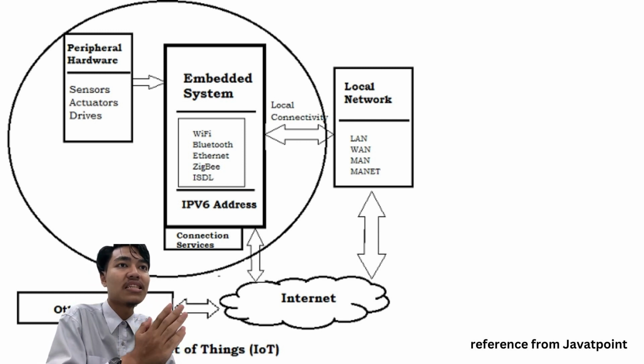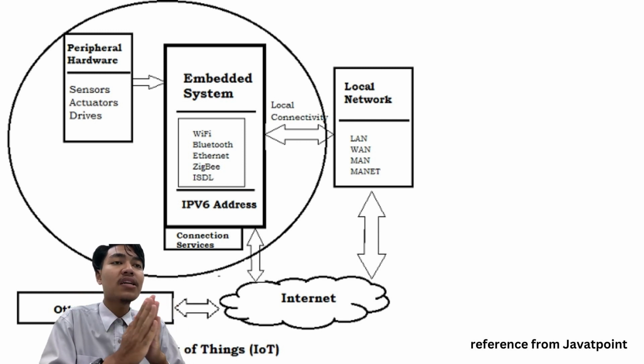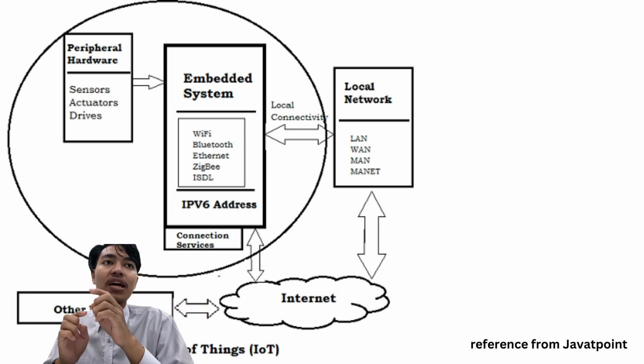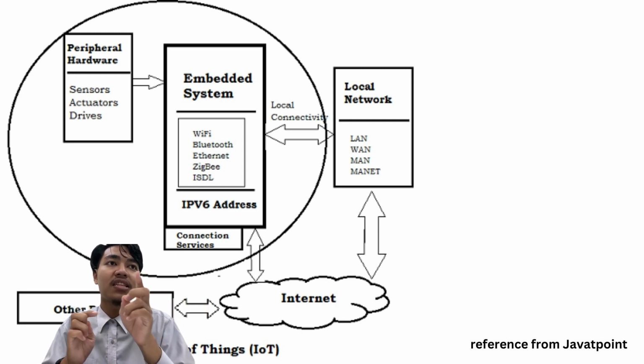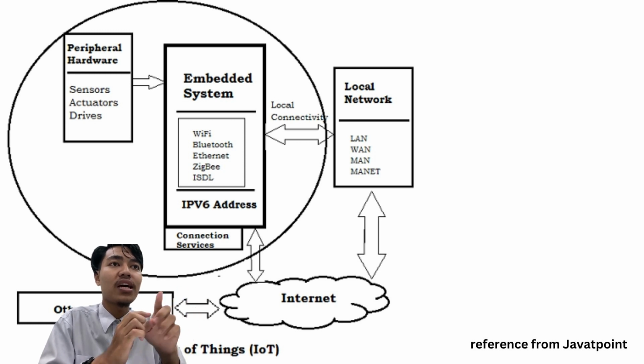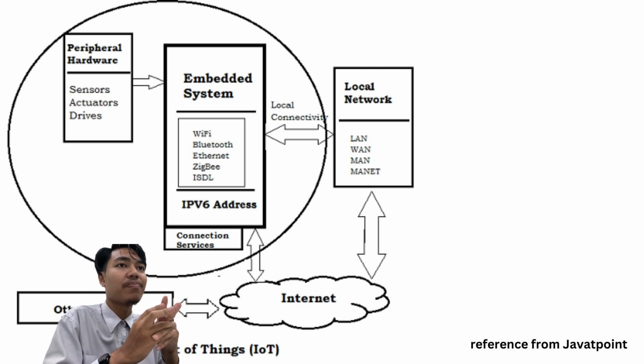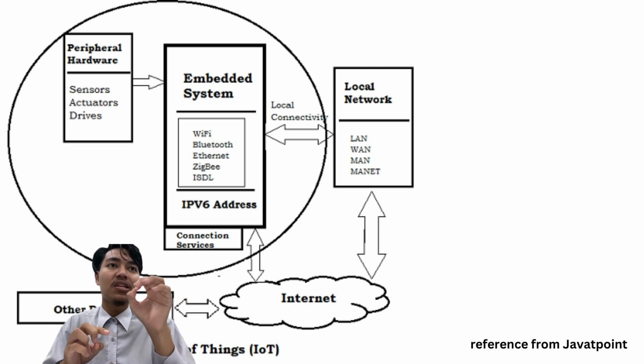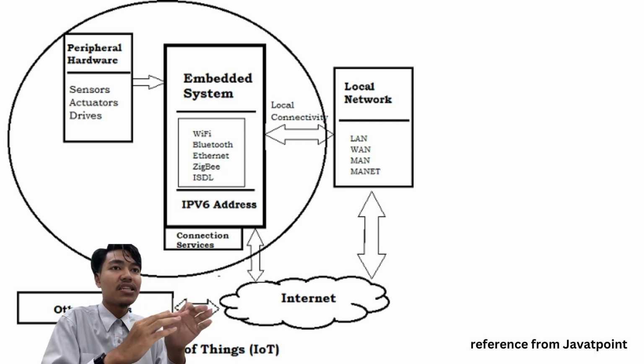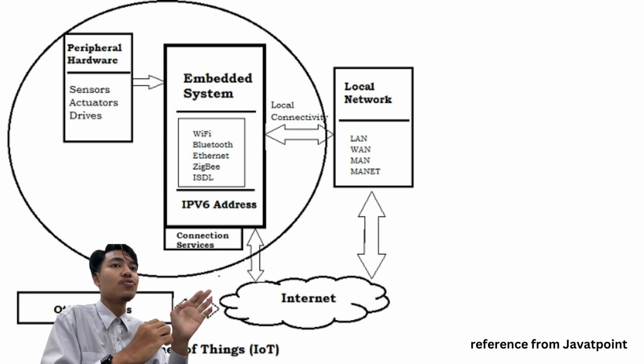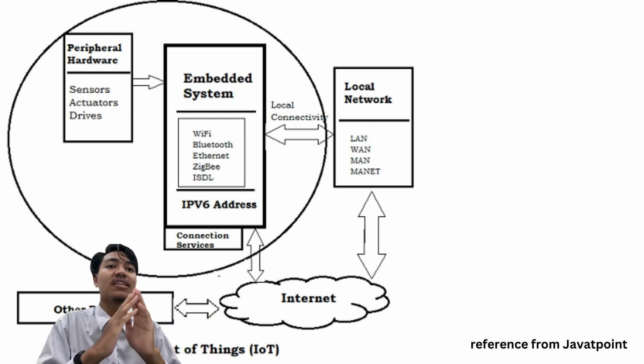So here we can look at a figure of Internet of Things, from peripheral hardware, sensors and actuators to embedded systems. They can connect straight to the internet, or they connect to local connectivity or local network such as LAN, WAN, MAN. So from the embedded system, they connect to the internet, so they can connect to other devices. That is Internet of Things.